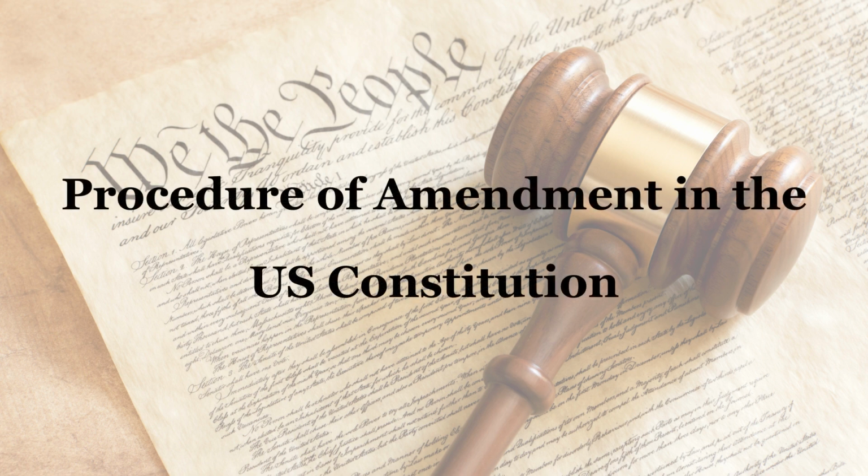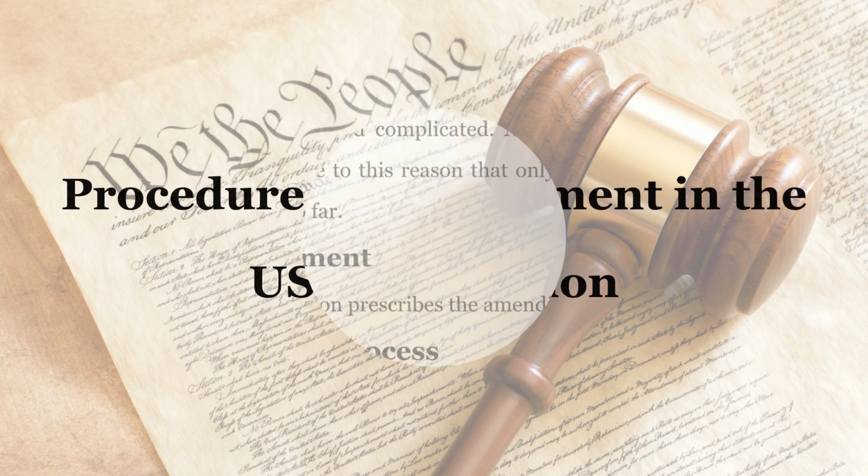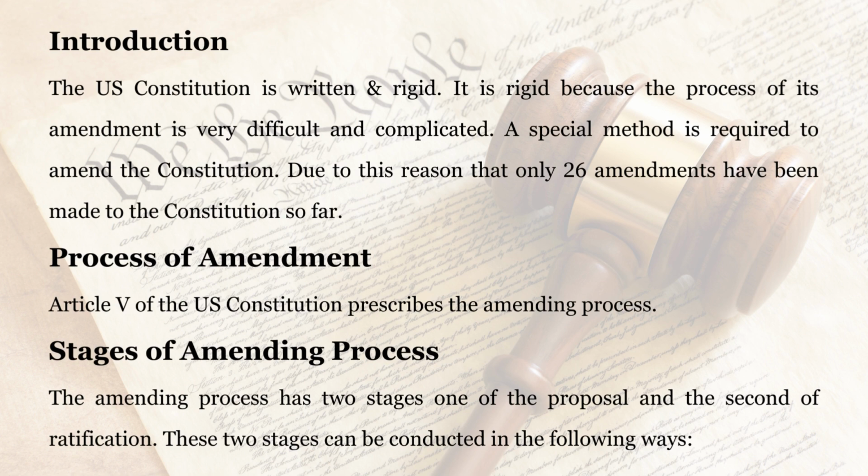Procedure of amendment in the U.S. Constitution. Introduction. The U.S. Constitution is written and rigid. It is rigid because the process of its amendment is very difficult and complicated. A special method is required to amend the Constitution. Due to this reason, only 26 amendments have been made to the Constitution so far.